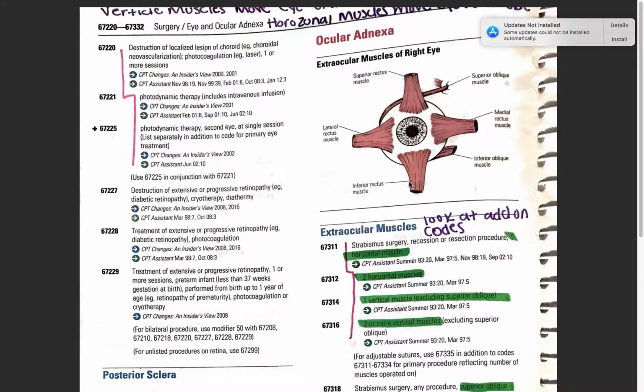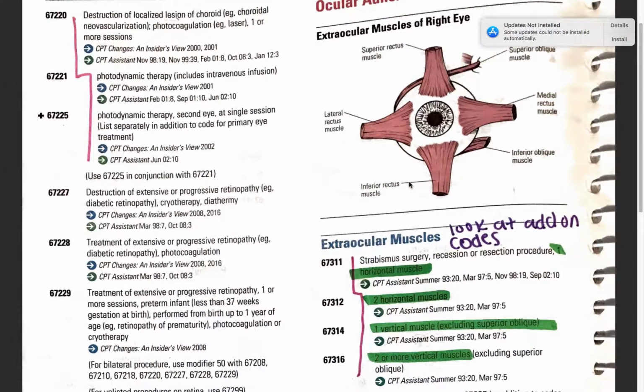So let's look at the codes. Strabismus surgery, recession or resection procedure, one horizontal muscle. And then indented underneath it, you have two horizontal muscles, one vertical muscle excluding the superior oblique, or two or more vertical muscles. So these are based on how many horizontal or vertical muscles the procedure was done on.